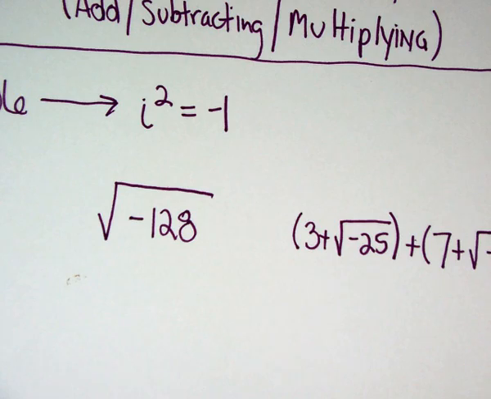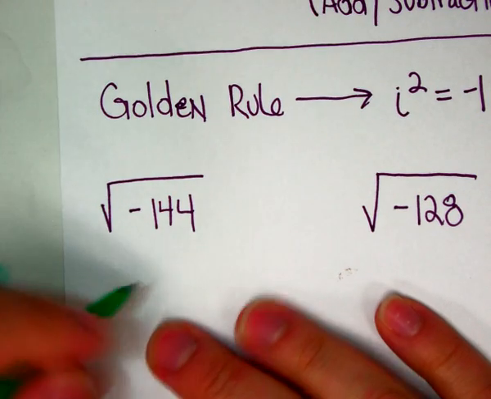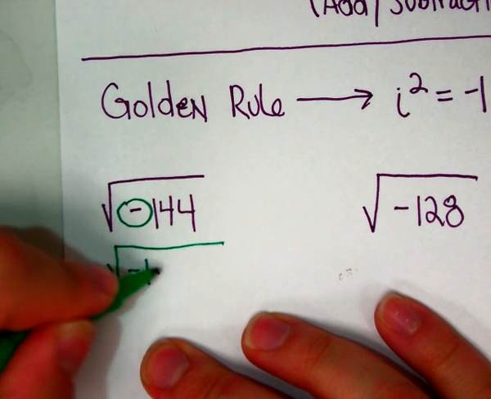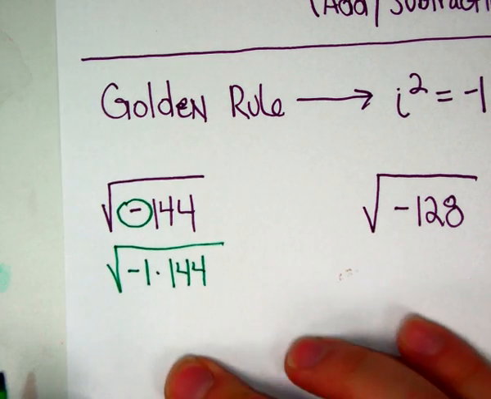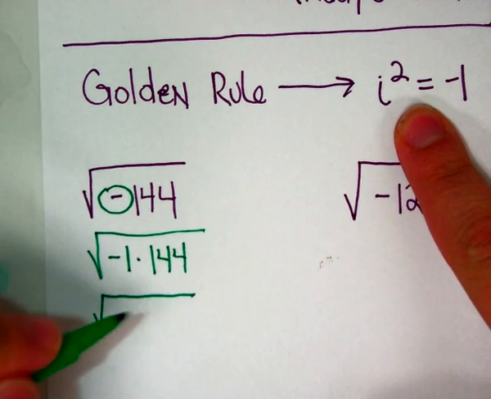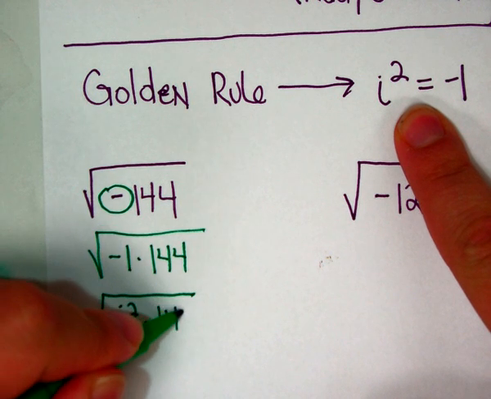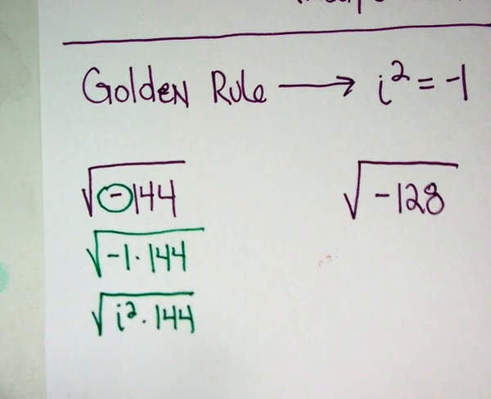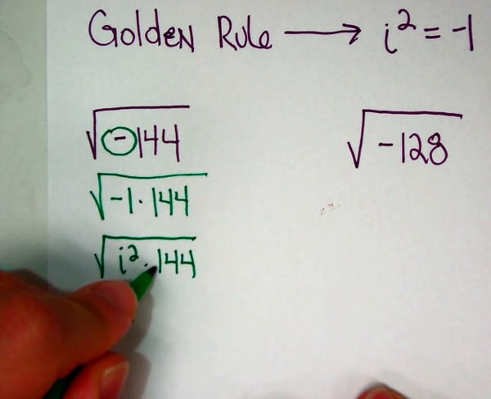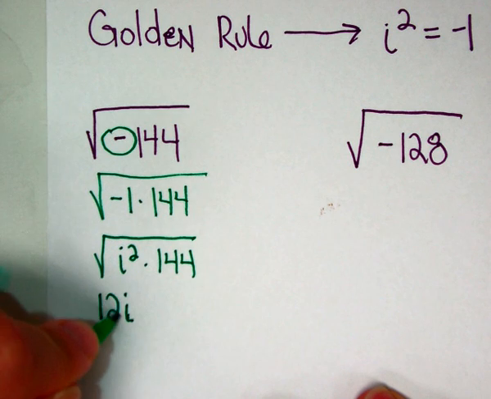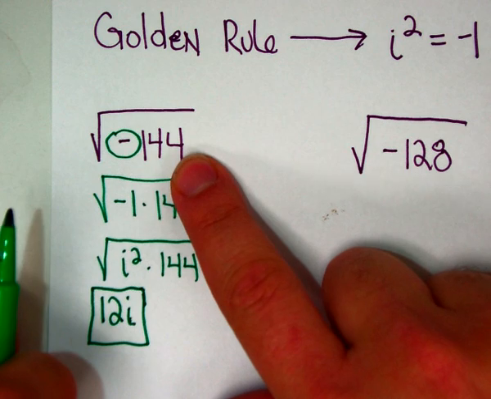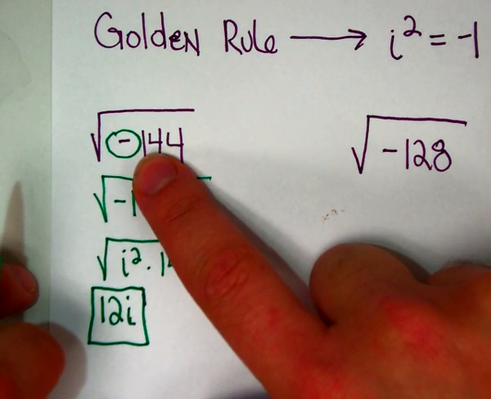Now, let's apply that to a problem here. If we take the square root of negative 144, we know that this negative is the same as a negative 1 times 144. That means if we apply our rule that negative 1 is equal to i squared, this is the same as rewriting it as i squared times 144. We've learned in the past that when we do the square root of a variable squared, we get just an i, and the square root of 144 is just 12. So it becomes 12i for the answer. It's no different than if we had just done the square root of 144, which would have been 12, but because it's a negative, we're going to have 12i.